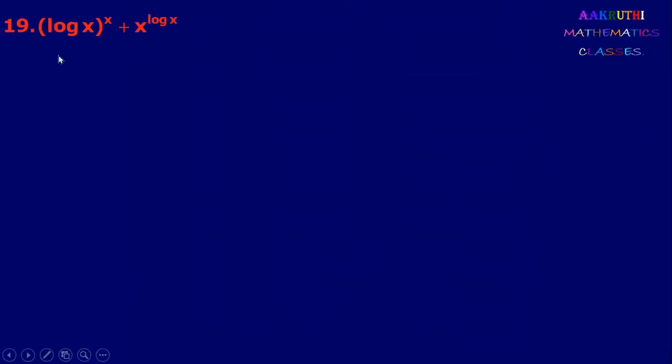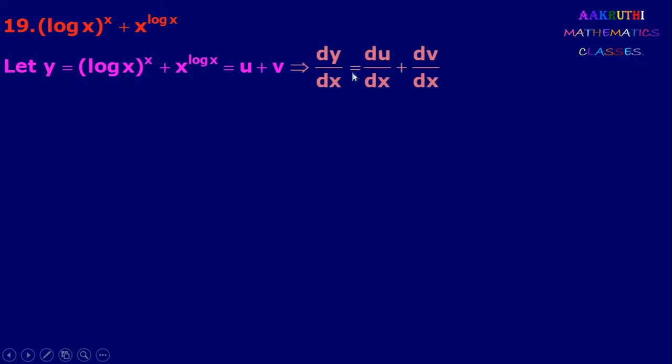So next question, it is log x to the power x plus x to the power log x. Now here also take y equal to log x to the power x plus x to the power log x, and it is u plus v. Take it as u plus v. So directly applying log on both sides is not possible. Since base is also variable, power is also variable, it is logarithmic differentiation, but applying log on both sides is not possible. So take it as u plus v. Then we differentiate, we get dy by dx equal to du by dx plus dv by dx. So differentiate u and v separately.